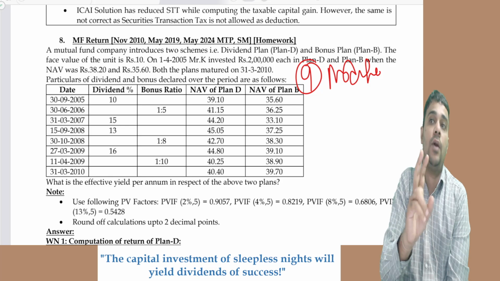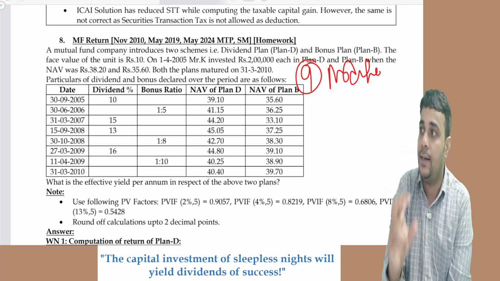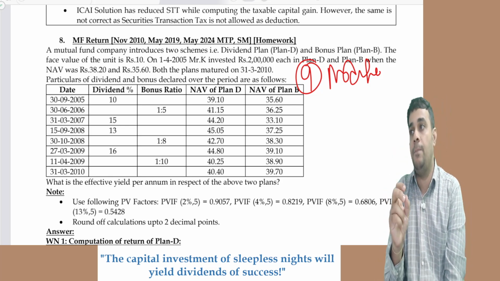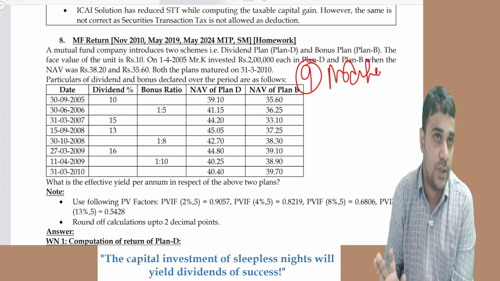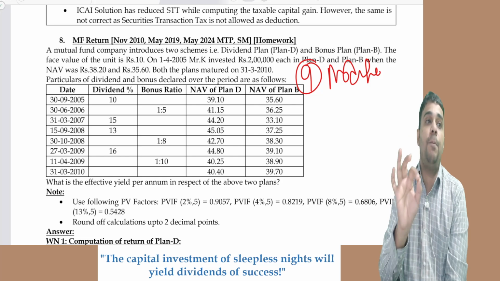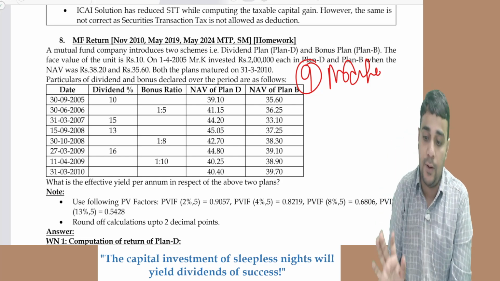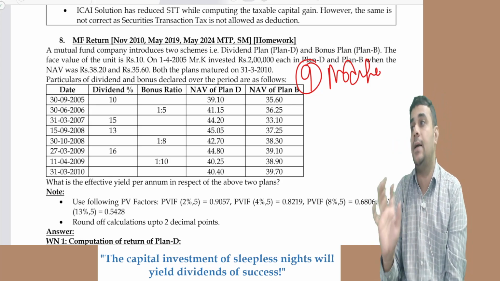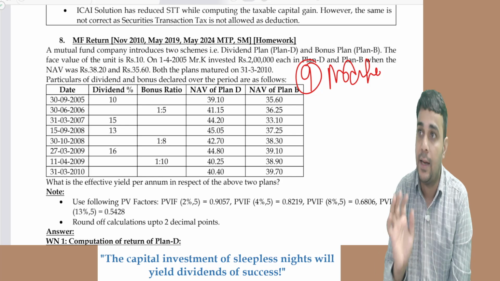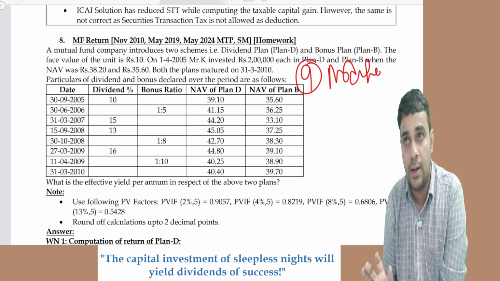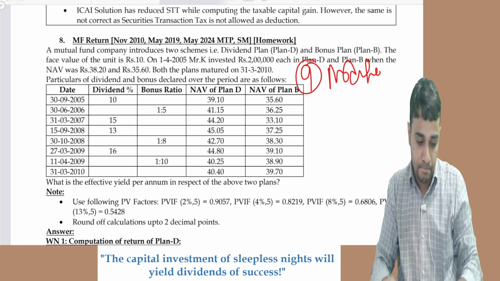So return calculation can be done in two ways. One way of calculating return is using the formula, which is a wrong approach. The right approach is, whenever it's more than a year, you should go through internal rate of return, because time value of money is critical. You have to bring that into the picture. Clear? Any doubts on this? Done.